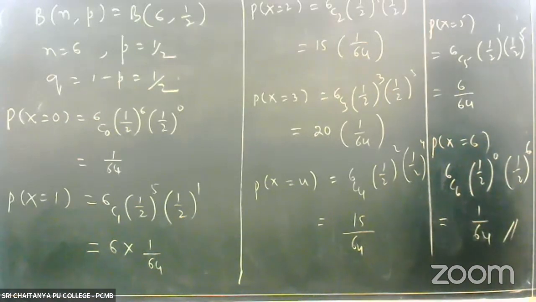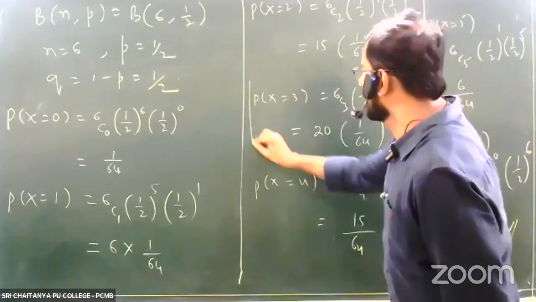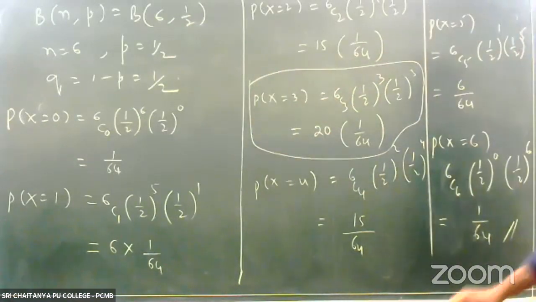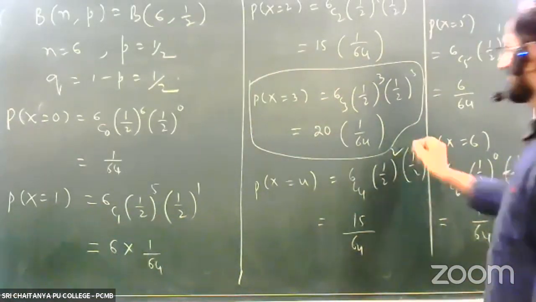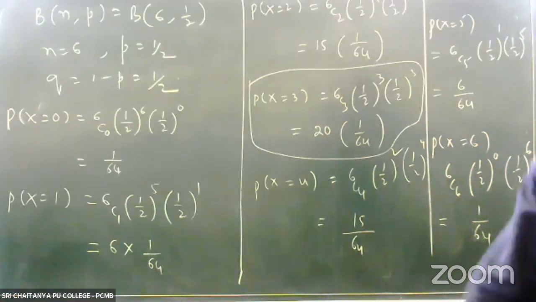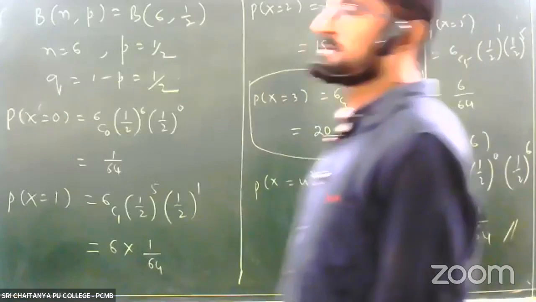Copy this one and you can understand that, therefore, from the above values, you can write that P(X = 3) is the most likely outcome. Copy this one. Tomorrow we can discuss some more problems.